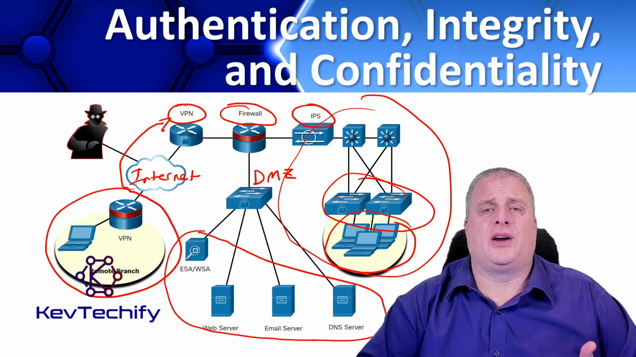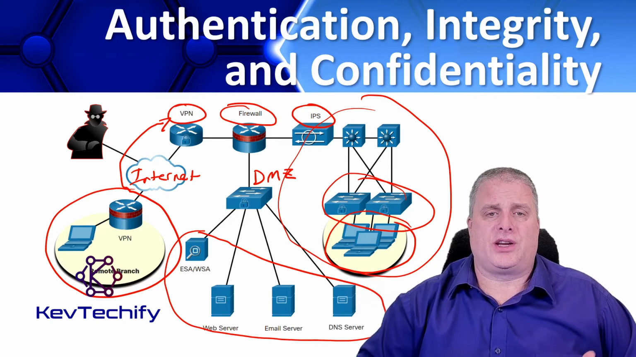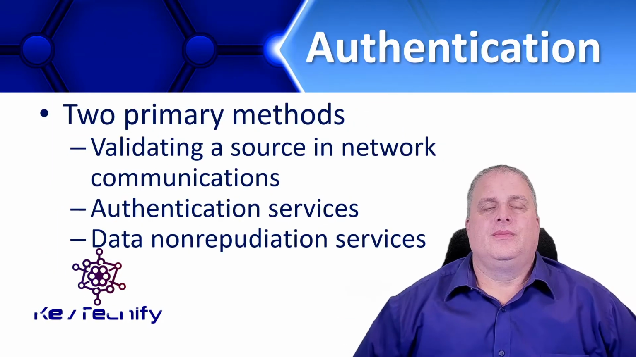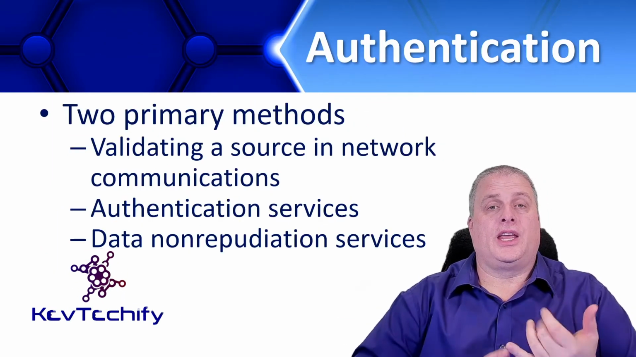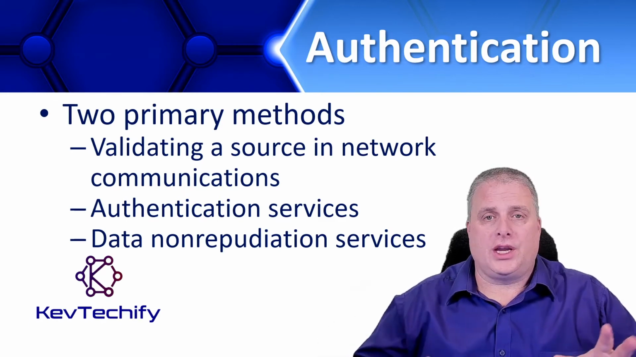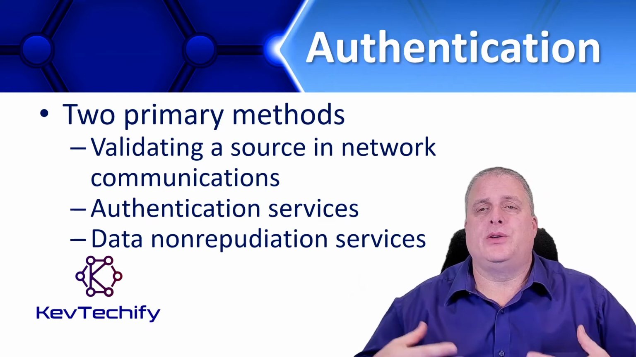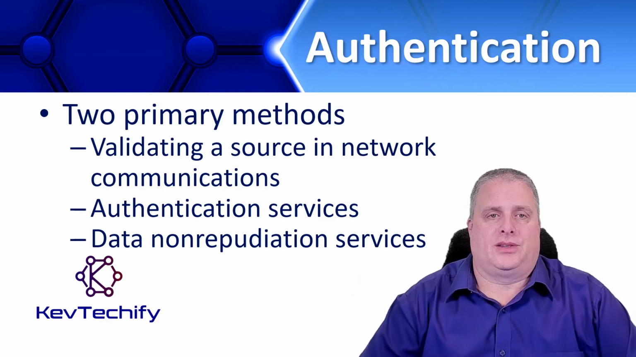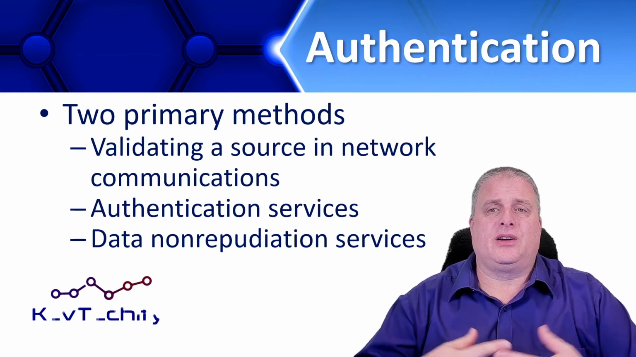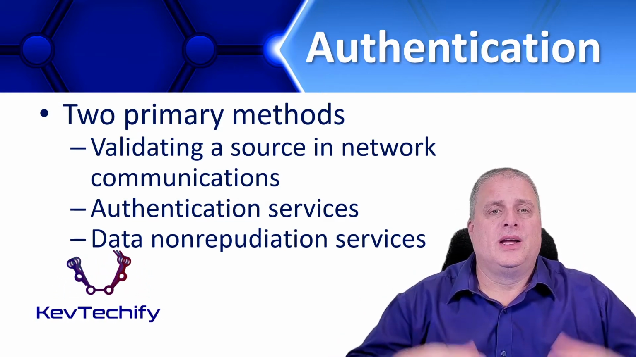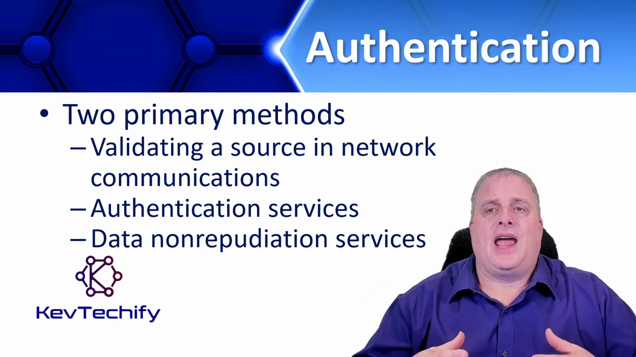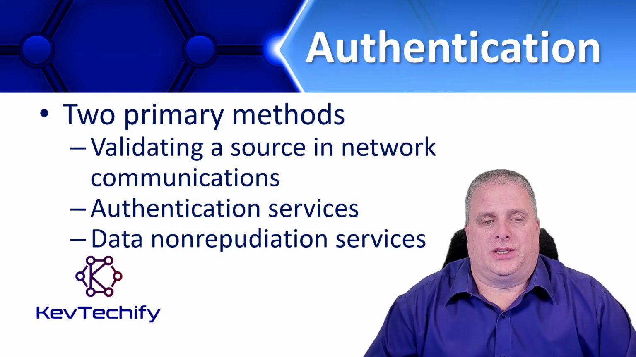Now, the three primary objectives of securing communications are authentication, integrity, and confidentiality. Authentication services and data non-repudiation. In network communications, authentication can be accomplished by using cryptographic methods. Non-repudiation is a similar service that allows the sender of a message to be uniquely identified. With the non-repudiation service in place, a sender cannot deny having been the source of that message.